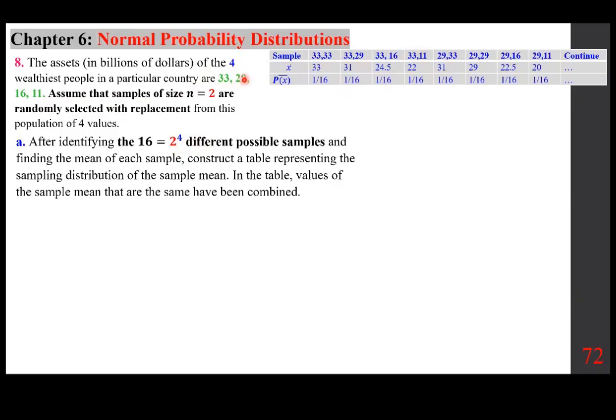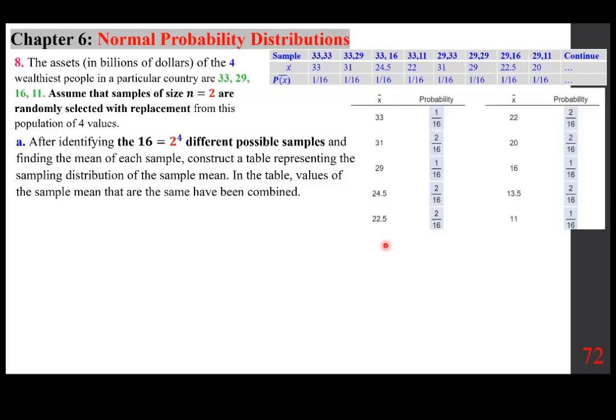Now, how do you do the next number? The next number is 29. So 29 with 33, 29 with itself, 29 with 16, 29 with 11. So take a look: 29 with 33, 29 with itself, 29 with 16, 29 with 11, and so on and so forth. I'm showing you how to come up with that. Now this has to be continued.